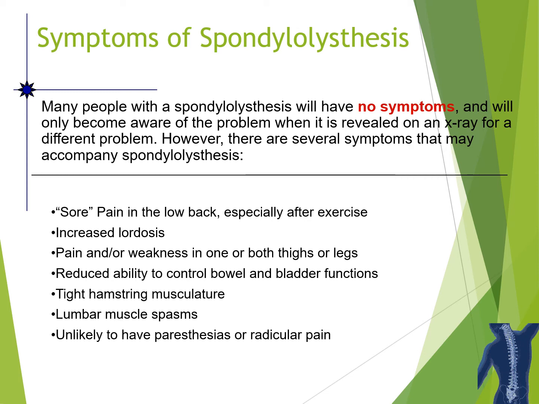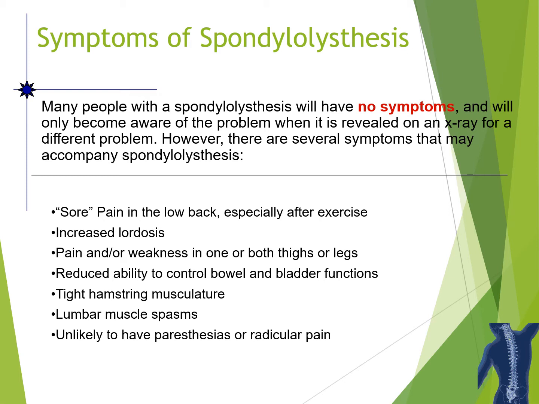have tight hamstrings. Oftentimes the patient can have decreased pain or weakness in one or both legs. And here it says reduced ability to control bowel and bladder functions. I could honestly say I have never had a patient who had lost bowel or bladder functions because of their spondylo. Then that starts approaching the cauda equina syndrome, and I just really don't see that with spondylo patients.